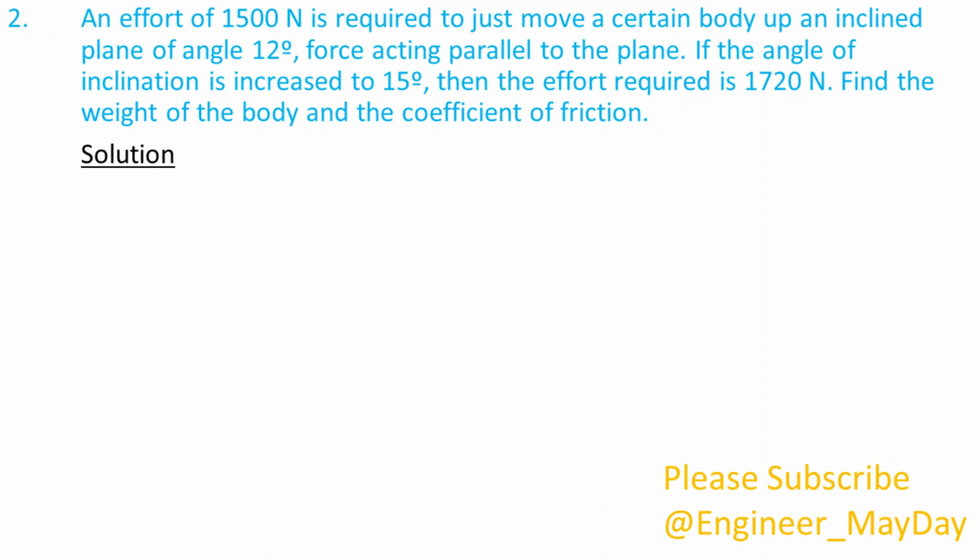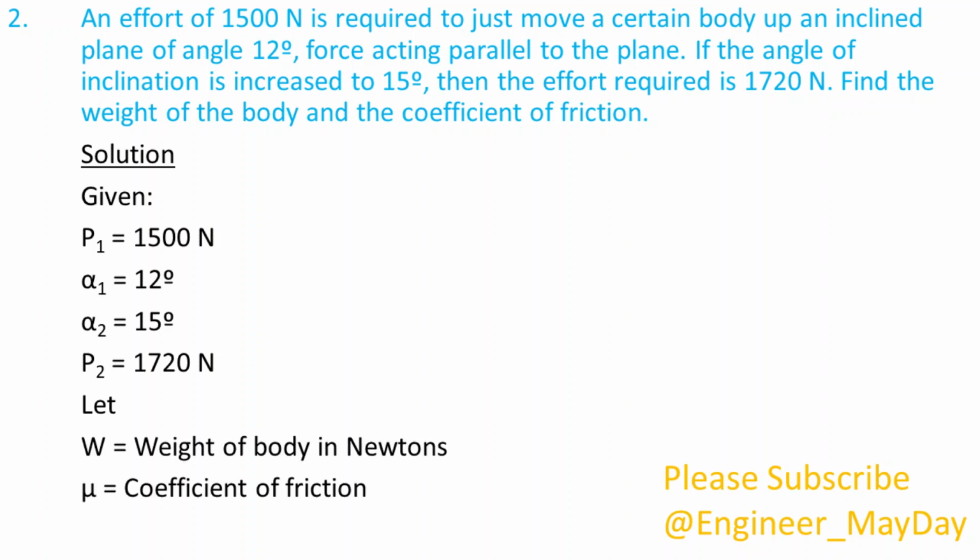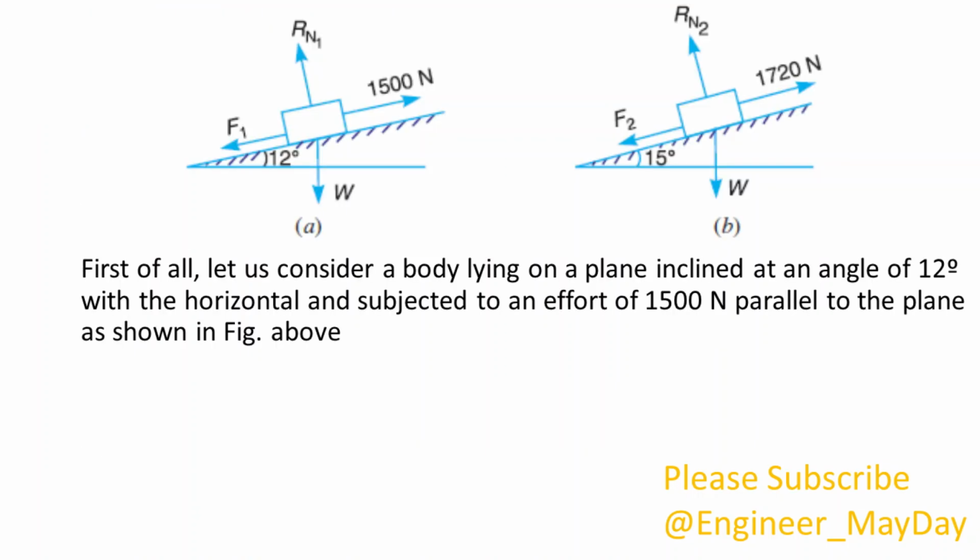Solution. Given: P1 equals 1,500 newtons, alpha 1 equals 12 degrees, alpha 2 equals 15 degrees, P2 equals 1,720 newtons. Let W equal the weight of the body in newtons, and nu equal the coefficient of friction. Here is a diagrammatic representation.